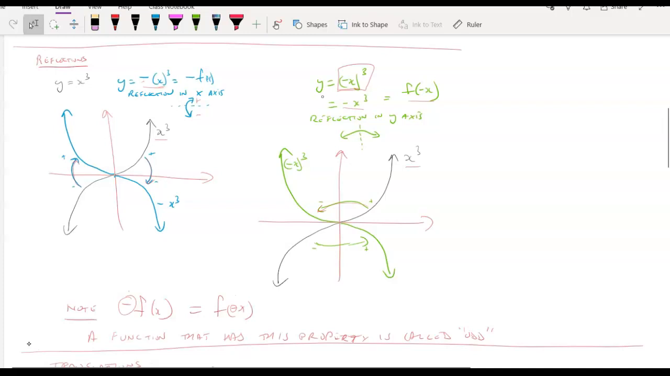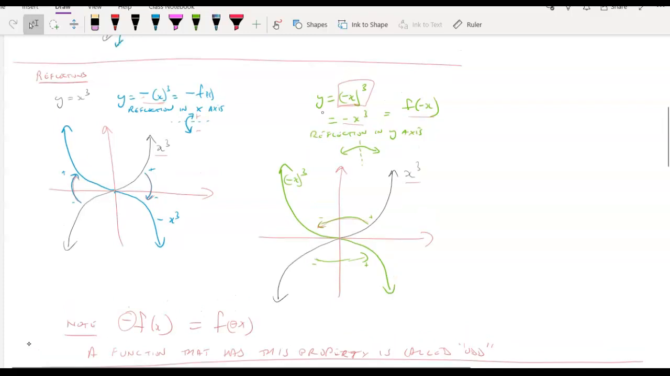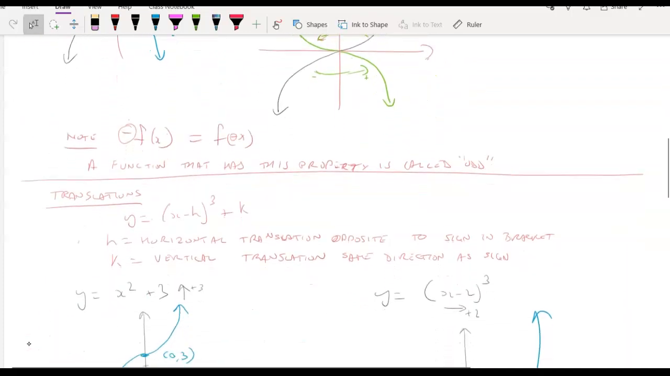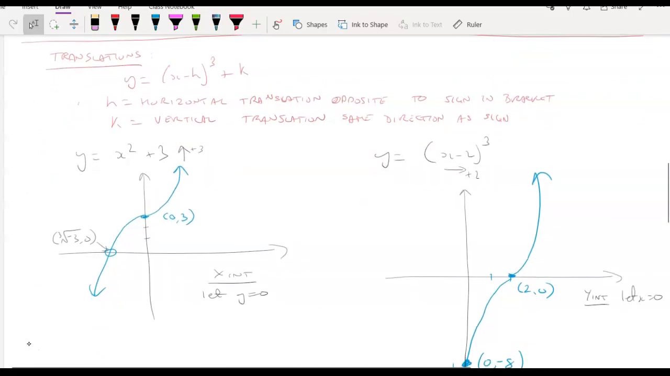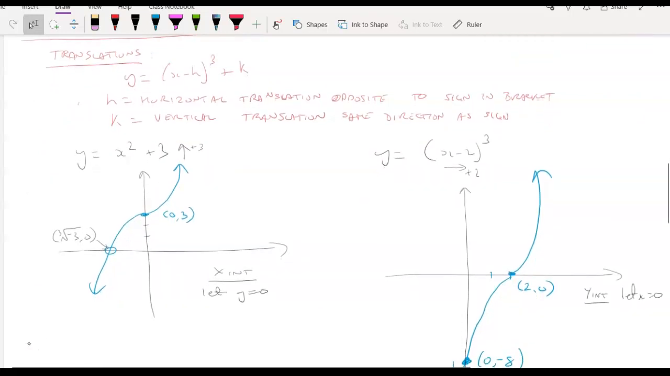Assume you've paused the video and taken your notes on the reflections. So I'll move on to the last section, and that is translations using the translation form (x minus h) cubed plus k. The h is a horizontal translation opposite to the sign in the bracket. Every one of the functions you do works that way.